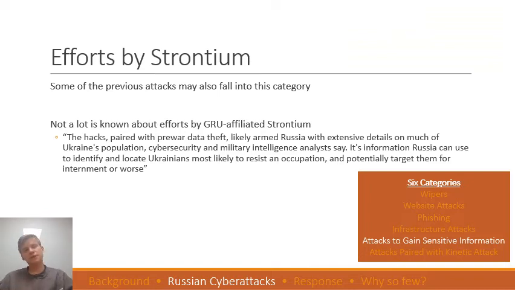So as we shift to the fifth of the 6 categories, we're now less talking about functionality and talking a little more about what the purpose of the breach is. There might be a little bit of overlap. Particularly, we're talking about breaches or malware, all these sorts of things that are intended to gain sensitive information. So one of them, for example, is efforts made by an organization called Strontium.